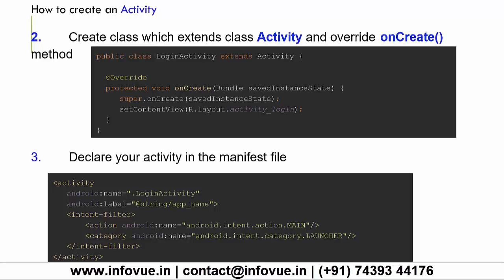For creating an activity, we have to create a class which extends the Activity class and overrides the onCreate method. The onCreate method is responsible for processing your activity. For launching our activity, we have to declare it in the manifest file. If our activity is not declared in the manifest file, then that activity will not work. So first of all, we have to declare our activity in the manifest file.